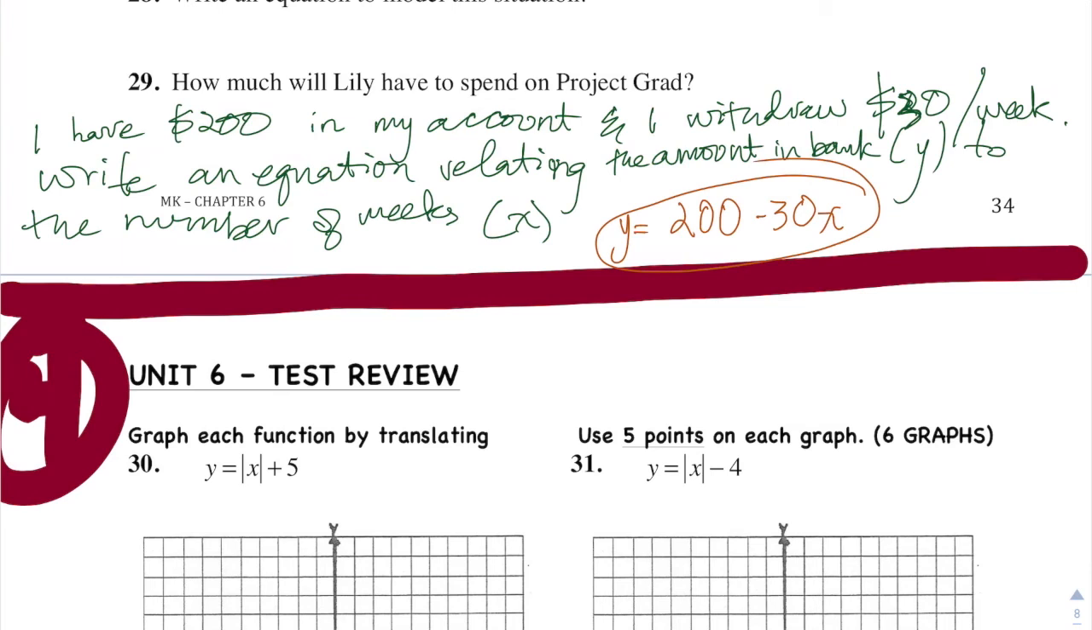So this is a major skill in math of modeling, and this makes sense. If my x is 1, I'm going to have $170. If my x is 2, I take out two sets of 30, so I have 200 minus 60, 140.